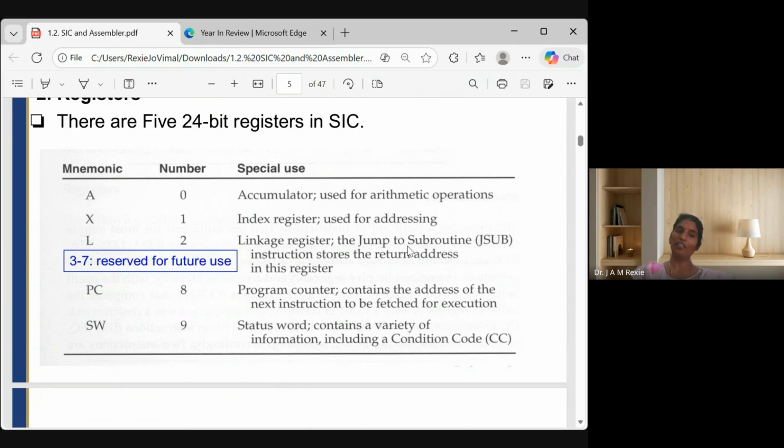And then the status word contains the condition code of every comparison. If I have some comparison with some value, and I have to jump to some other place in the program based on the result of the comparison, less than, greater than, or equal, that result will be stored in this status word, including the condition code.